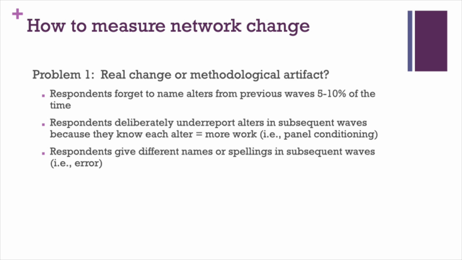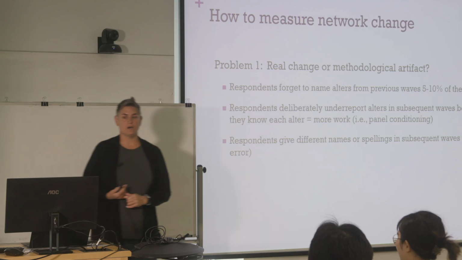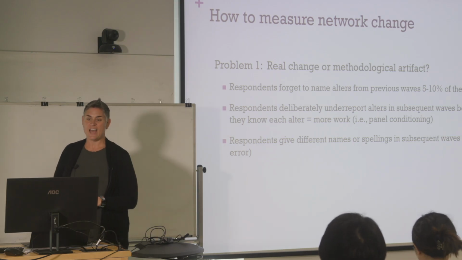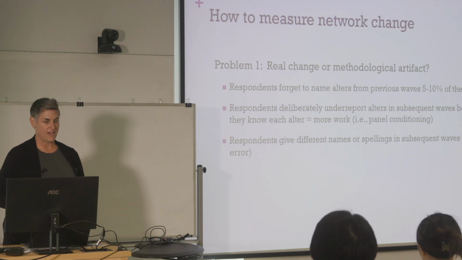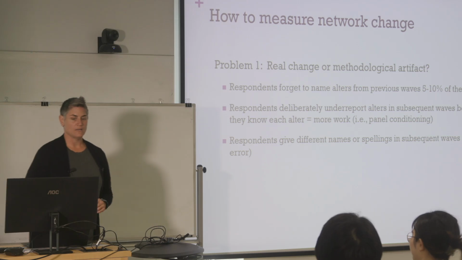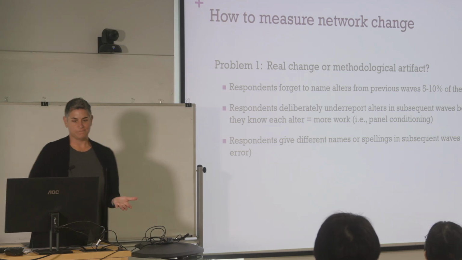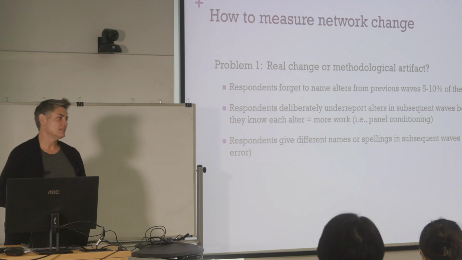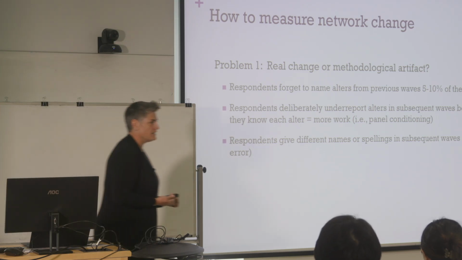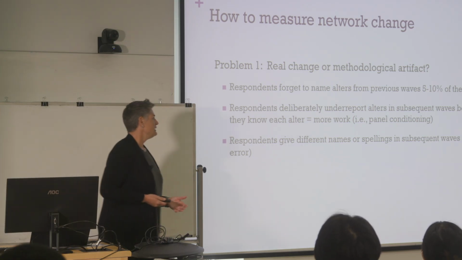Okay, and so the first problem with how to capture these dynamic properties is understanding whether you're seeing real change or whether it's a methodological artifact. So about 5 to 10% of the time we find, and this is across a couple of studies, that respondents forget to name alters from a previous wave. They just forget them, right? They didn't mean to leave them off. There's nothing different. It's just human error, right?